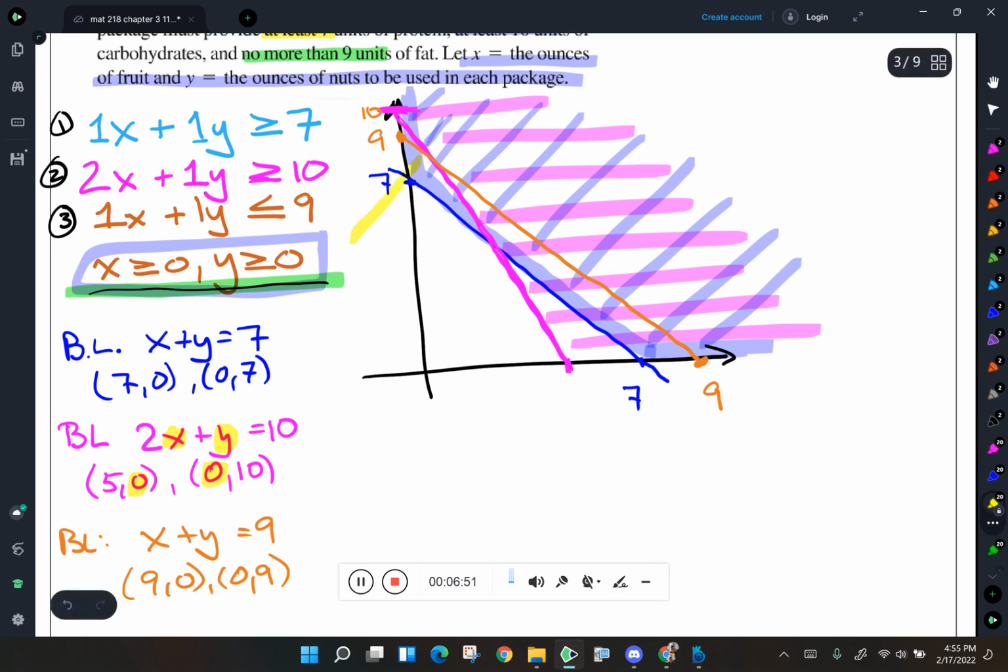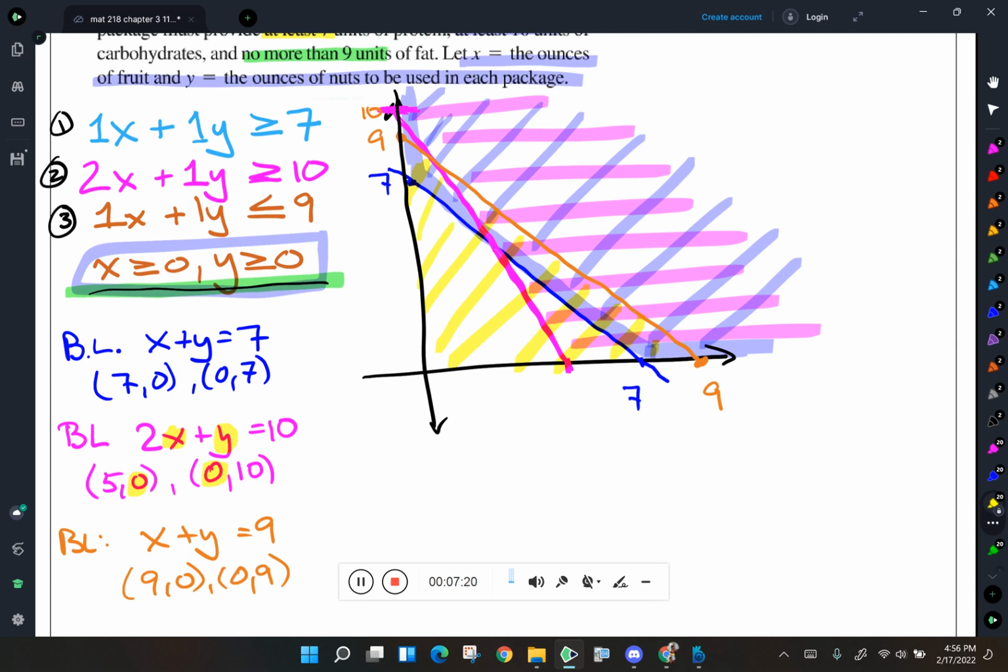So we want this side over, wait, I don't want to go that far. Whoa, I erased too much, sorry. I only want the part that's still in the first quadrant. So I just want what's under it. Okay. And now I'm supposed to figure out what part of this is pink and blue and yellow.